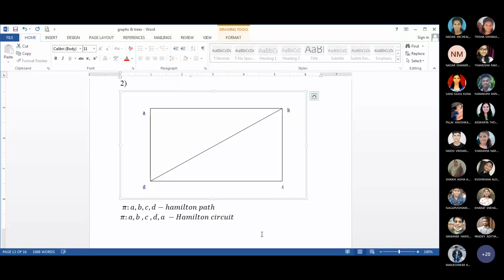Again I repeat, if E1 is an edge between vertex A and B, then E1 will contribute to the degree of vertex A as well as the degree of vertex B, right? Yes, sir. That is the main reason that the sum of the degree of the vertices is 2 times the number of edges. That is the reason that one edge will contribute to the degree of 2 vertices.